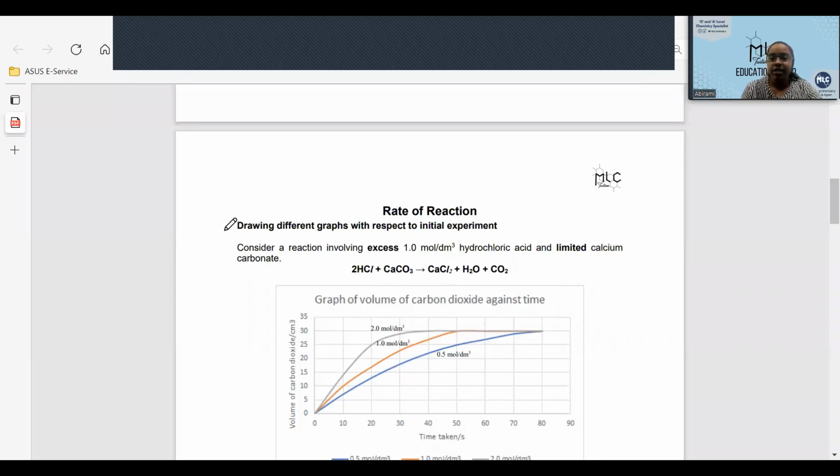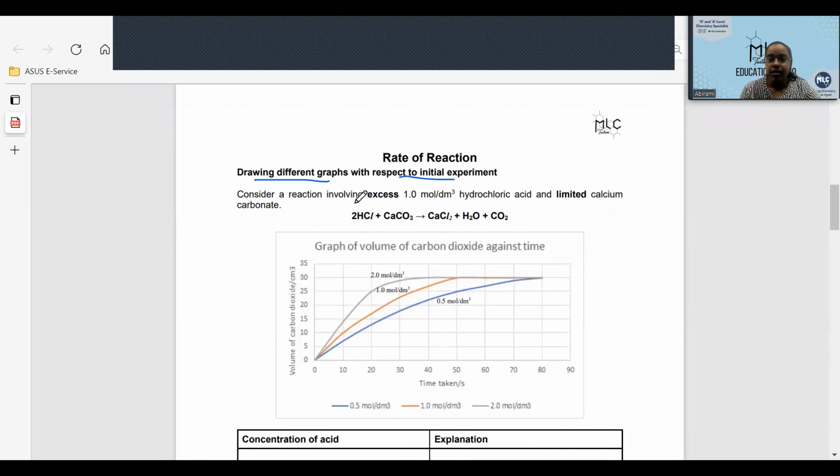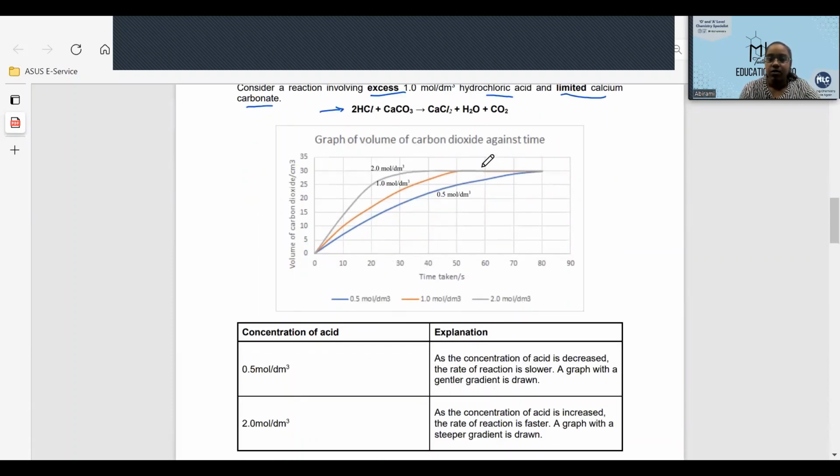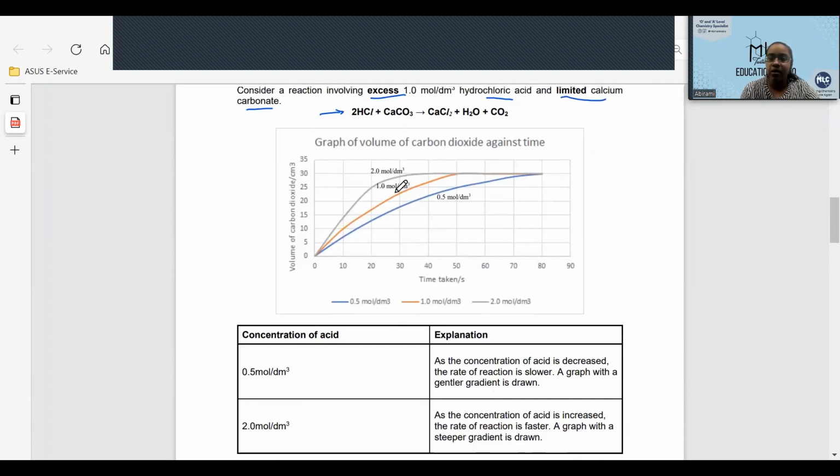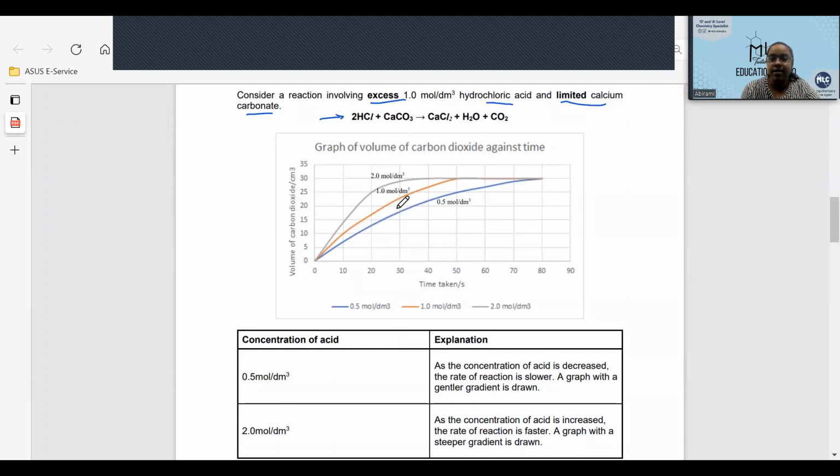Okay, today on the rate of reaction, I'll be going through drawing different graphs with respect to the initial experiment. So let's consider this reaction involving excess 1 mole per dm³ of hydrochloric acid and limited calcium carbonate. So the equation is as shown over here. This experiment, where the graphs have been plotted, is where I'm changing the concentration of my hydrochloric acid. My main focus is 1 mole per dm³ of hydrochloric acid, which is the orange graph.